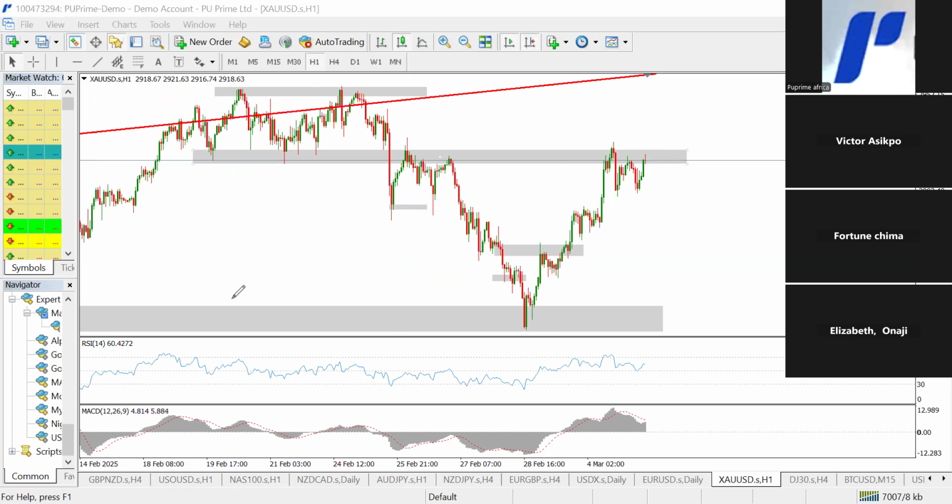And finally, okay, BTC and US30. Those will be the last two I'll look at.